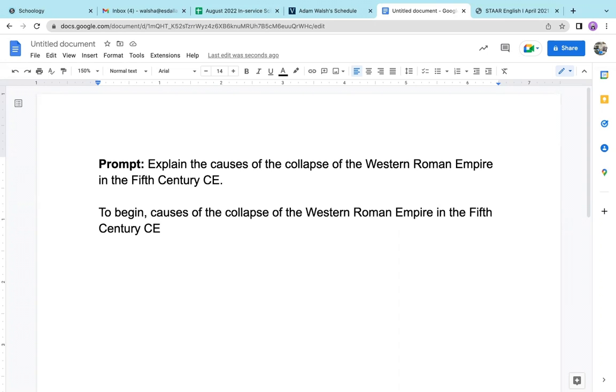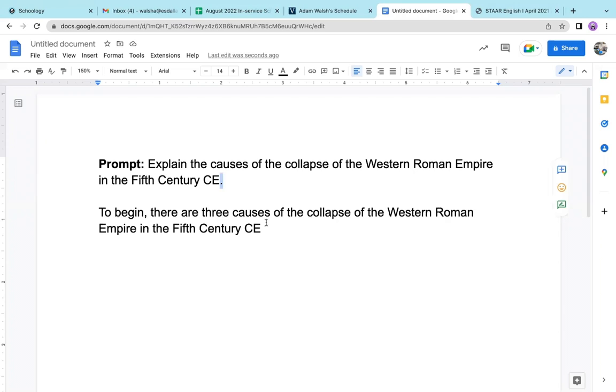And then because it's a three-part essay, I'm going to say there are 3 causes of the collapse of the Western Roman Empire in the 5th century CE, all right? So now we've got our 3. We kept most of our question stem. Now what we're going to do is replace this period up here from the prompt with a colon. That tells the reader that we're introducing a list.